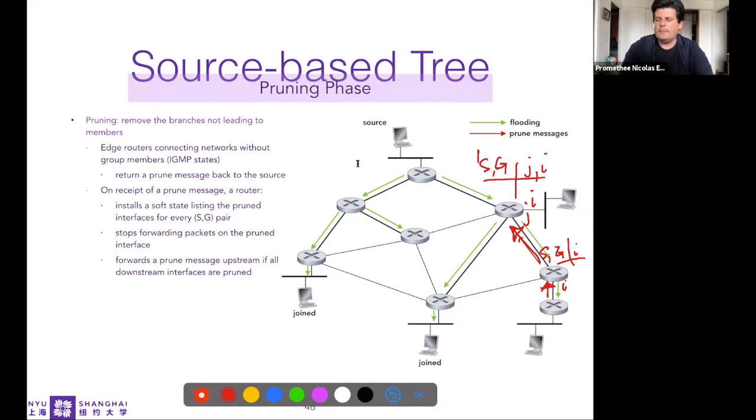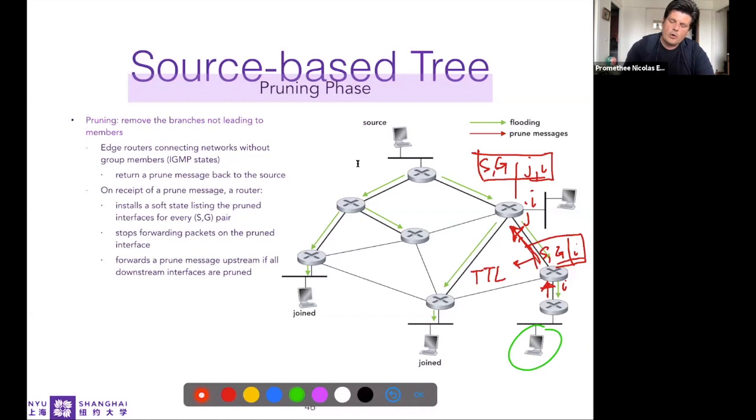Those states will be installed as soft states, which means that the question we should always ask is, let's say this guy wants to join. Because of the state, he won't be able to receive the traffic. So thanks to the fact that those states have been installed with a TTL, at some point they're going to expire.